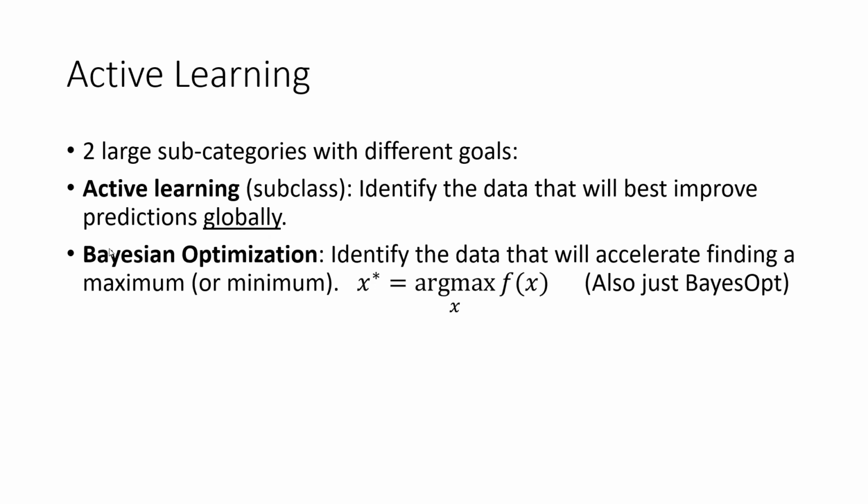And the other subclass is often called Bayesian optimization, and this is where you want to figure out which data points will allow you to more rapidly identify the maximum or minimum of some underlying function. So this might be used to identify the material that has a maximum hardness, while this technique will help you identify what's the underlying function that describes hardness as a function of, say, composition or temperature or some other parameter of your materials.